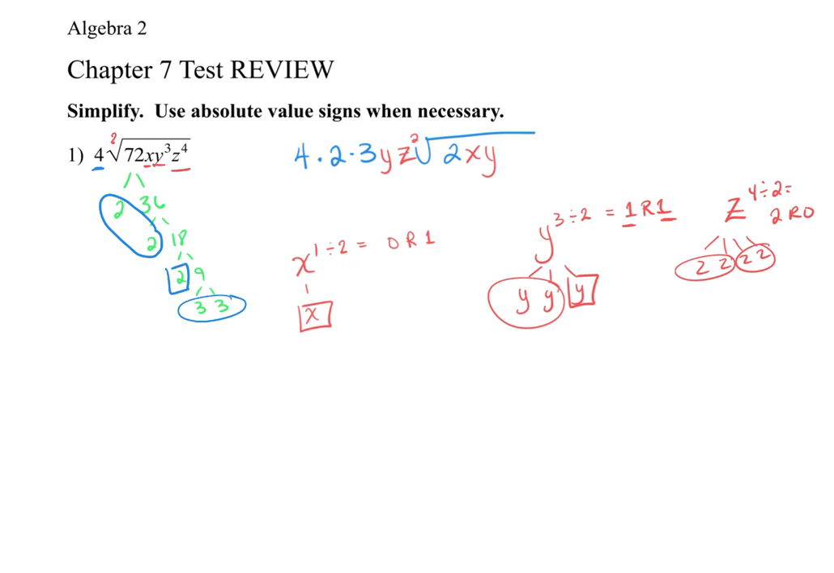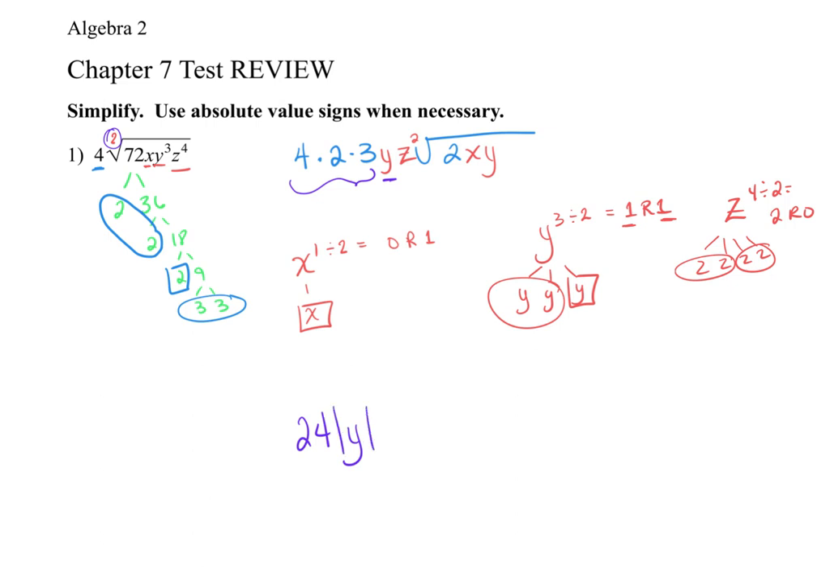When you simplify this, you just multiply everything that's inside by everything that is on the outside. So 4 times 2 times 3 is 24. I have a y to the first power. My index is even, and I pulled out something that is to an odd power. That is when you need to use absolute value.